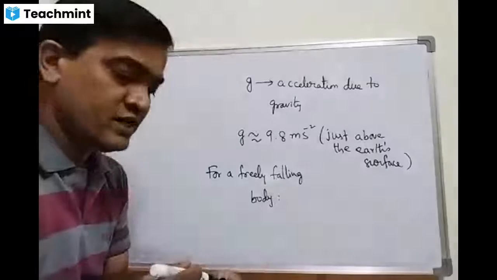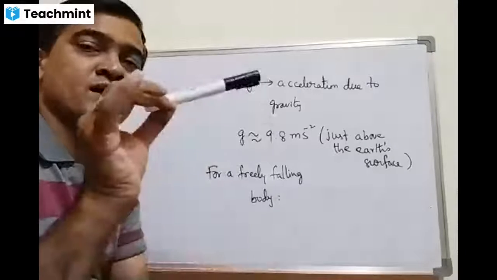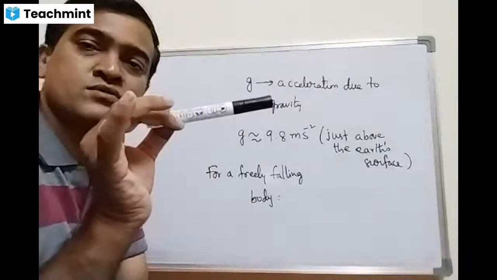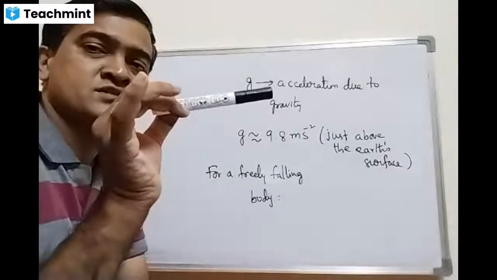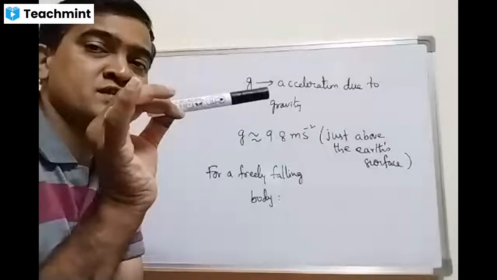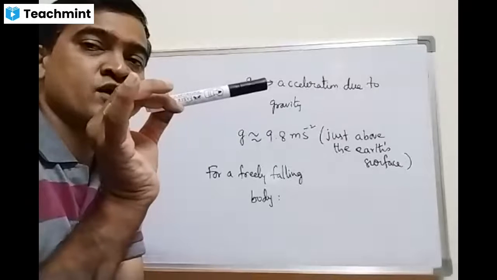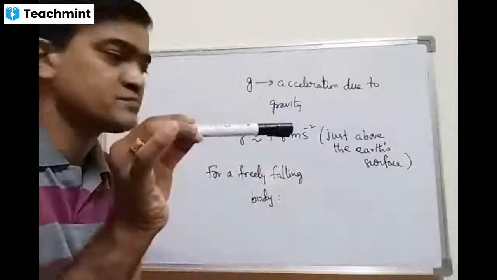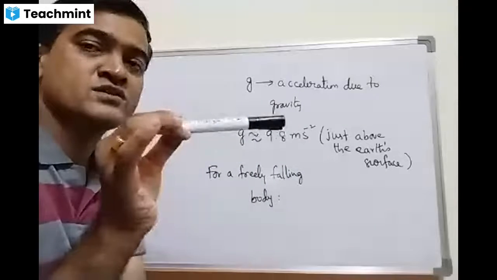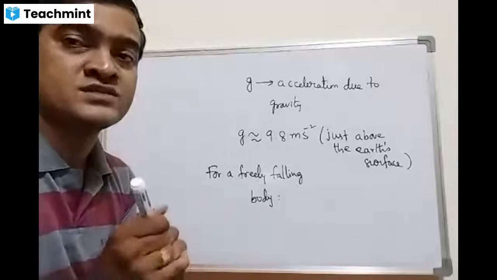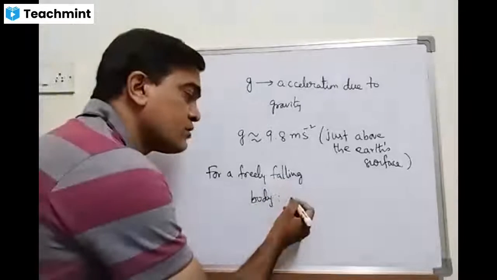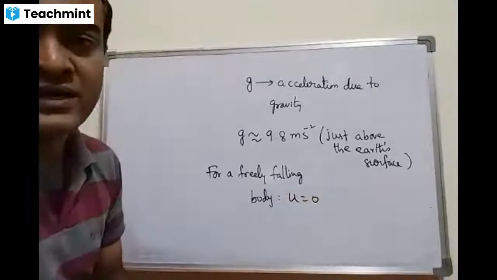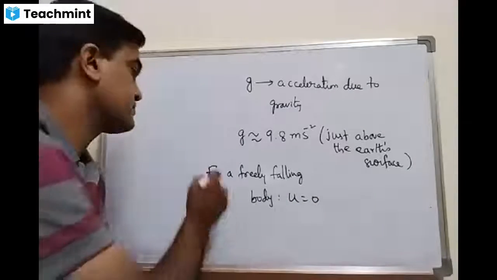Remember, for a freely falling body, as the marker is at rest initially, what is the velocity I need to take? 0. When I release the marker, it starts falling freely. At the moment where I hold this marker, the initial velocity is set to 0. So for a freely falling body, remember always, the initial velocity of the particle is equal to 0.